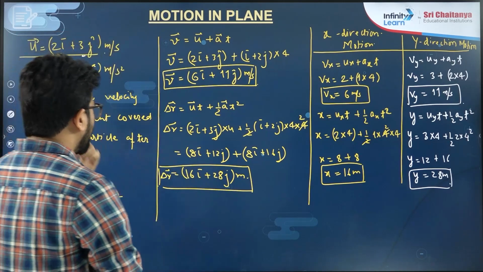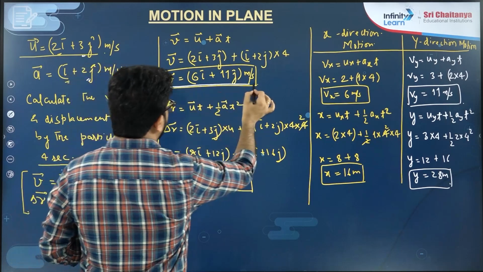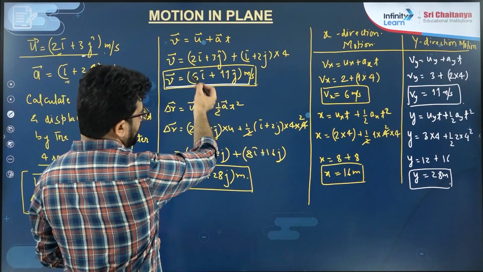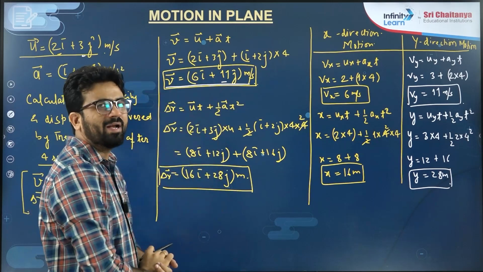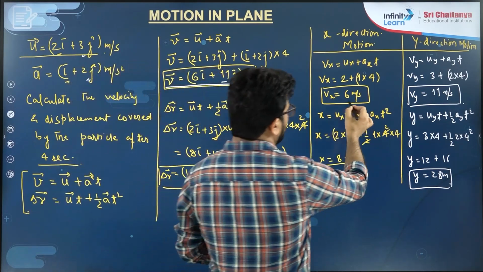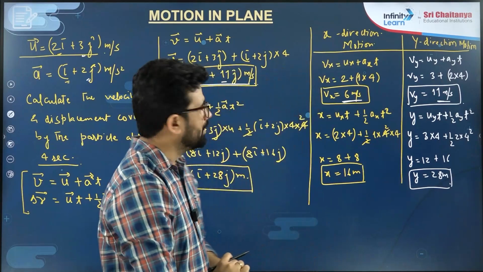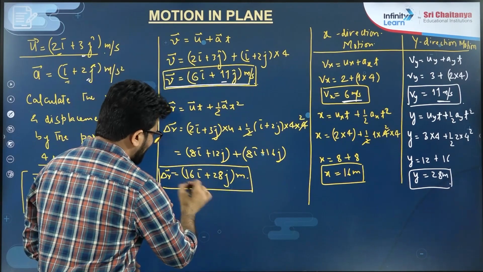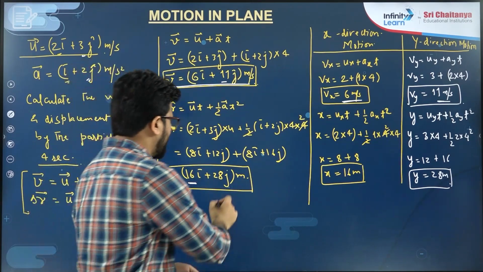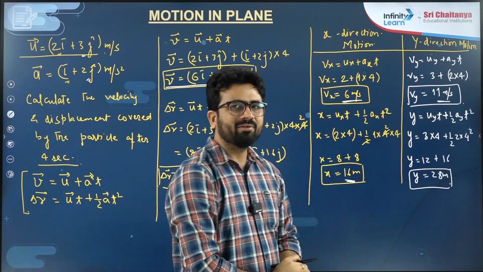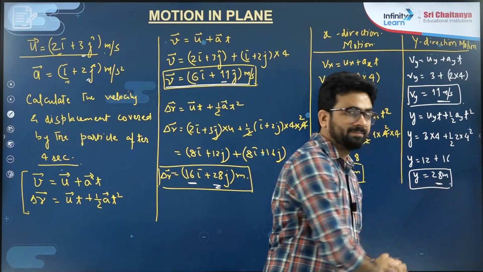Now see here, if you check, this velocity is having two components. Final velocity, that is 6 in x direction and 11 in y direction. Similarly, you can check here the 6 in x direction and 11 in y direction. Similarly, if you see the displacement, this is 16 in x direction and 28 in y direction. You can check here also 16 in x direction and 28 in y direction.